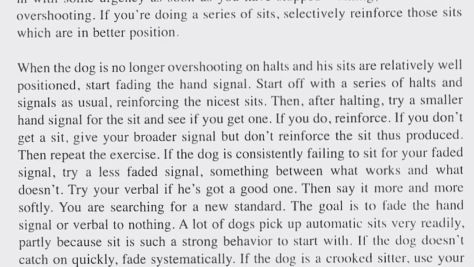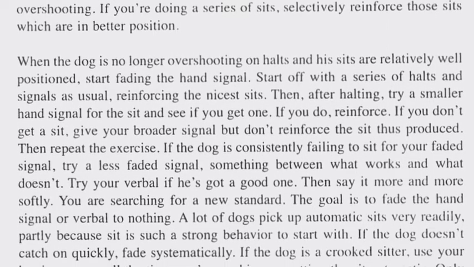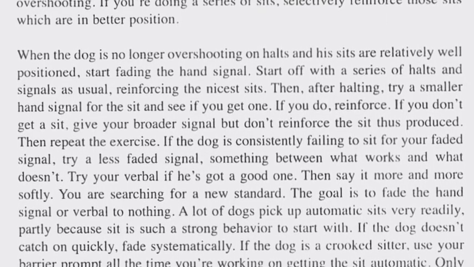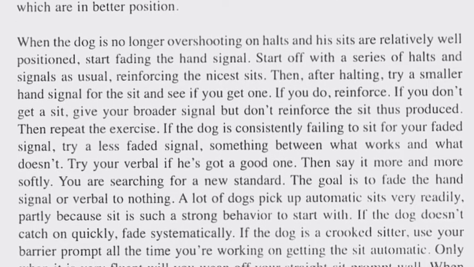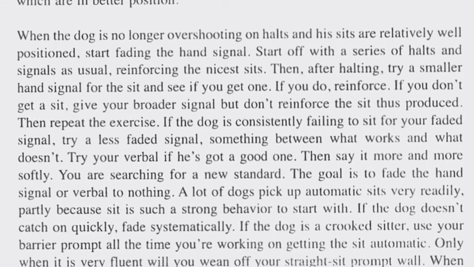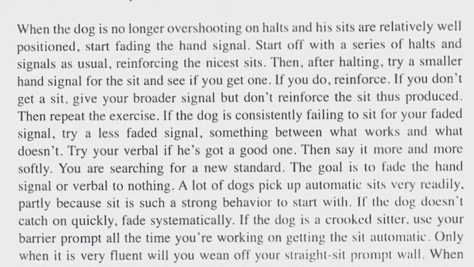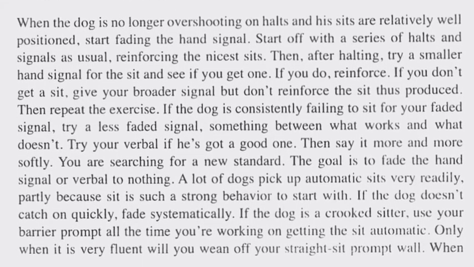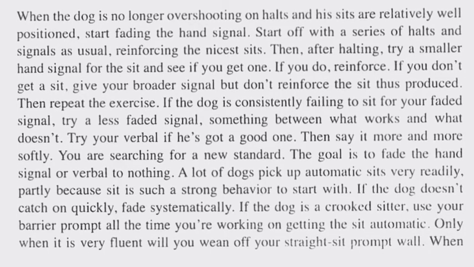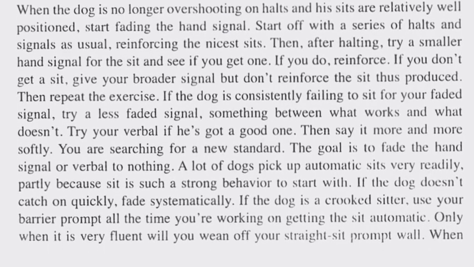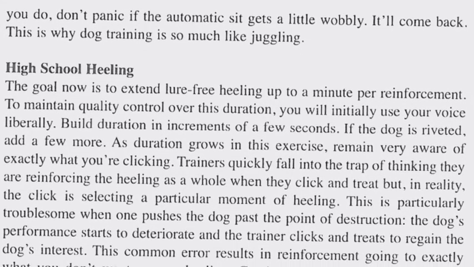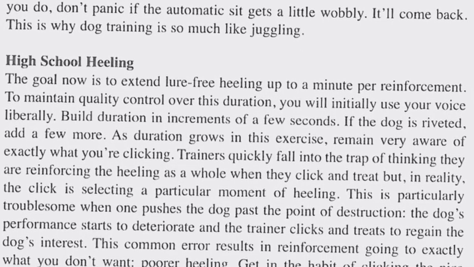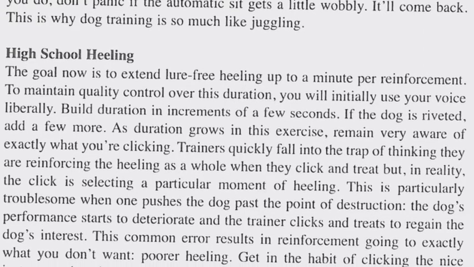A lot of dogs pick up automatic sits very readily, partly because sit is such a strong behavior to start with. If the dog doesn't catch on quickly, fade systematically. If the dog is a crooked sitter, use your barrier prompt all the time you're working on getting the sit automatic. Only when it is very fluent will you wean off your straight-sit prompt wall. When you do, don't panic if the automatic sit gets a little wobbly. It'll come back. This is why dog training is so much like juggling.